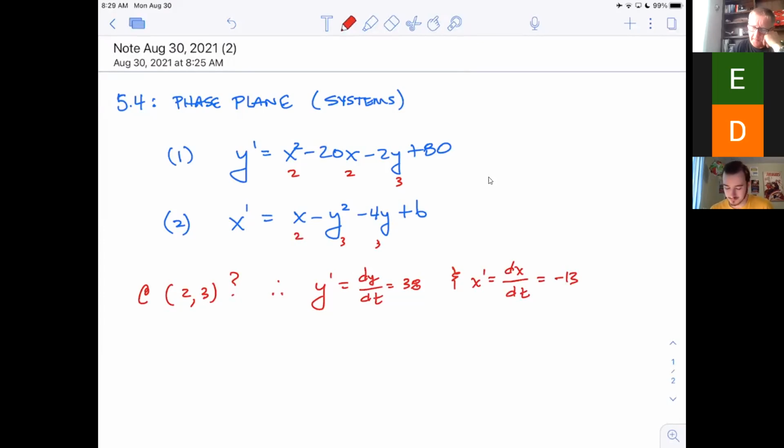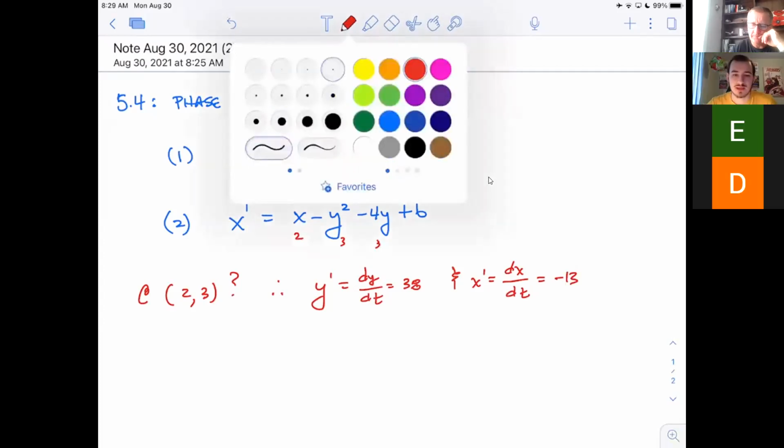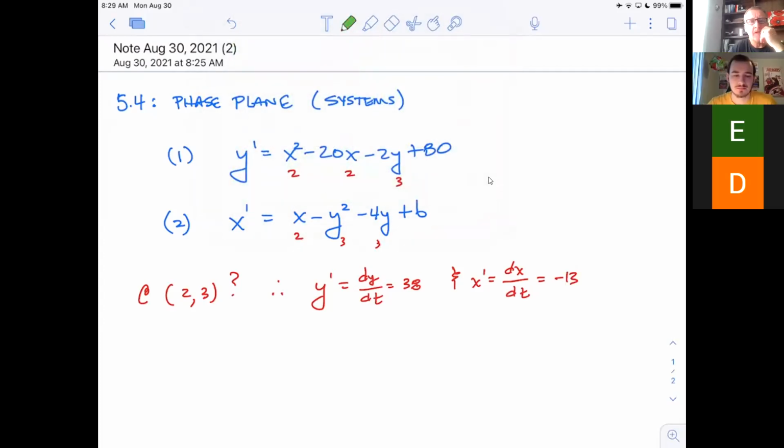Somebody want to take a stab at that? The initial rate that the two variables y and x are changing, depending on what we're talking about. Maybe it's like a concentration change, but it's the initial slope of our two solution curves. Yeah, and it's specific to y and x.